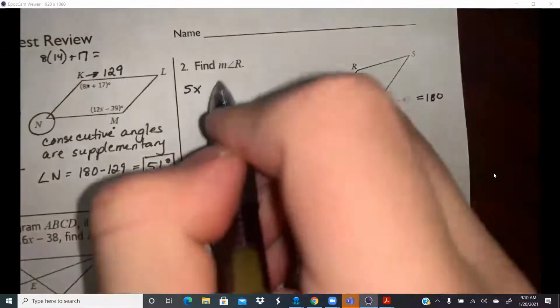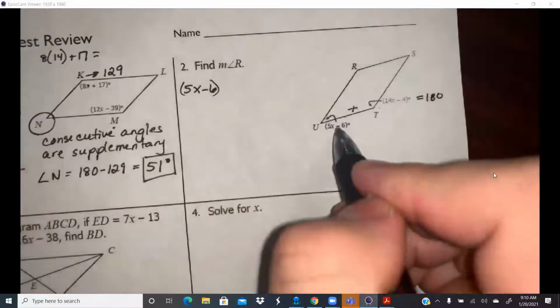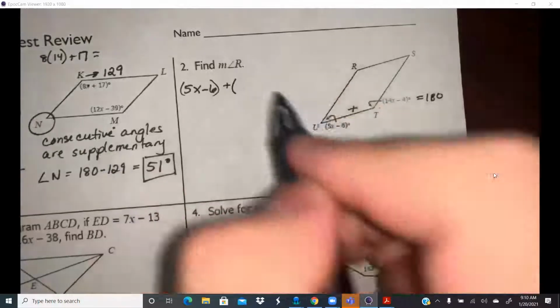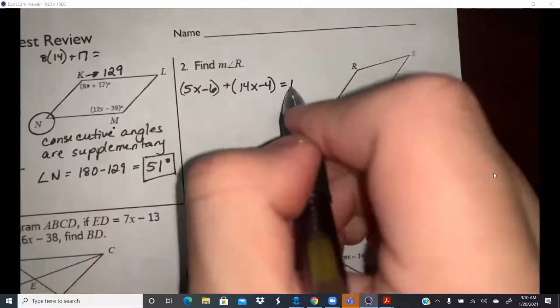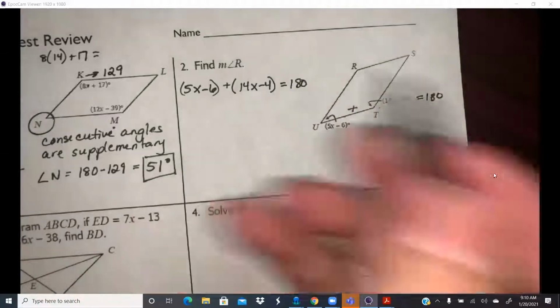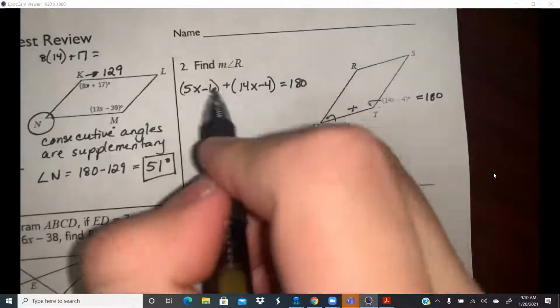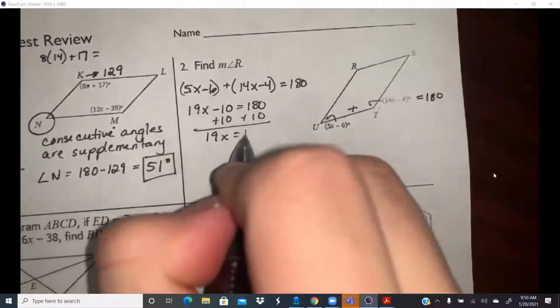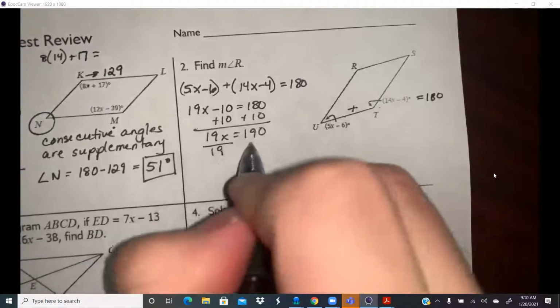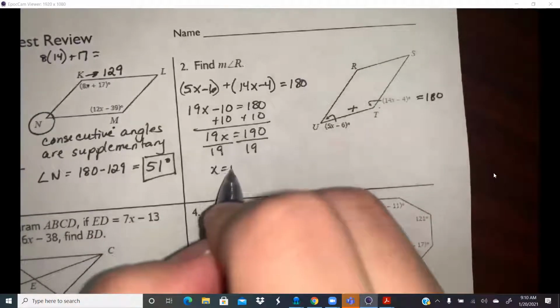I'm going to go ahead and put 5x minus 6. I'm going to add that with the next one, 14x minus 4, and then that's going to be equal to 180 degrees. And now it's just a matter of solving for x. So 5x plus 14x is 19x, minus 6 minus 4 is minus 10 equals 180. And I'm just going to add the 10 to both sides. 19x is equal to 190. And then when I divide by 19 on both sides, I get x is equal to 10.